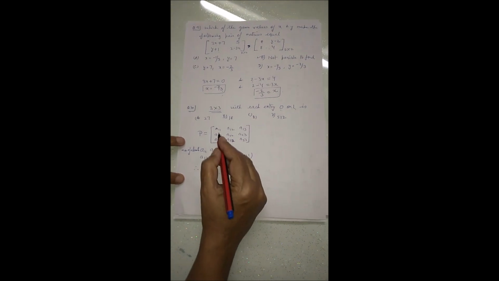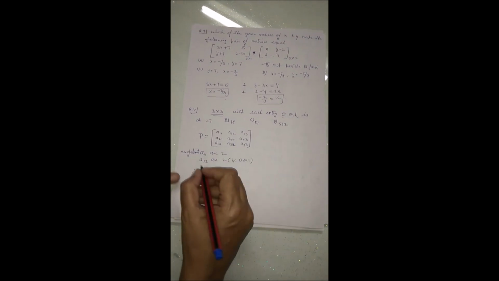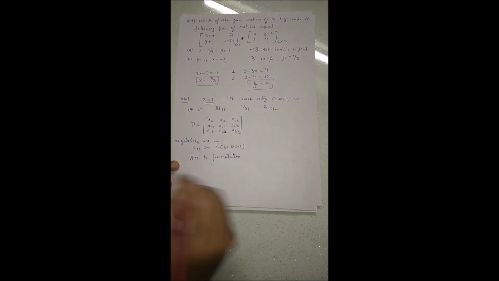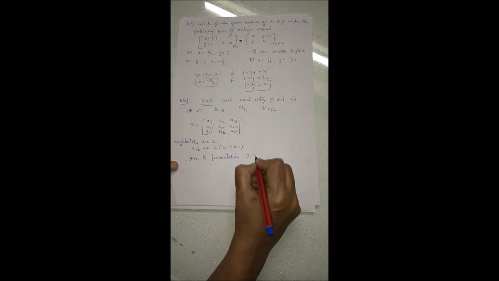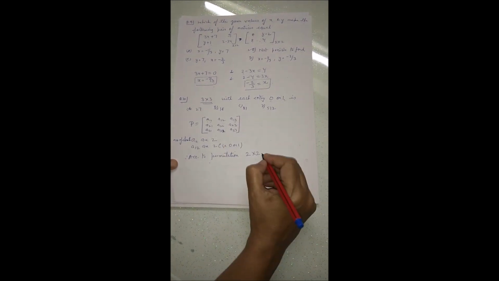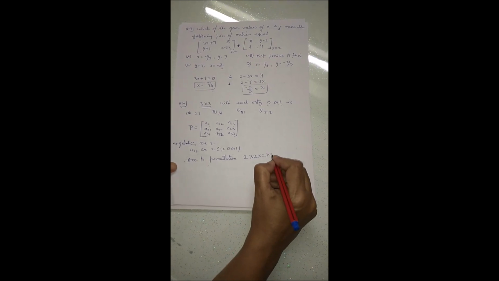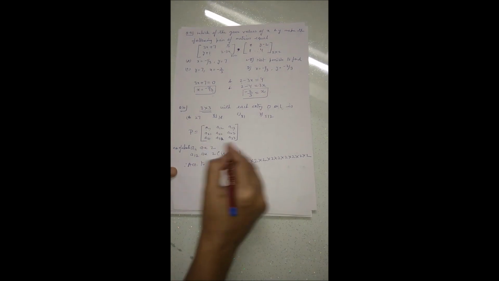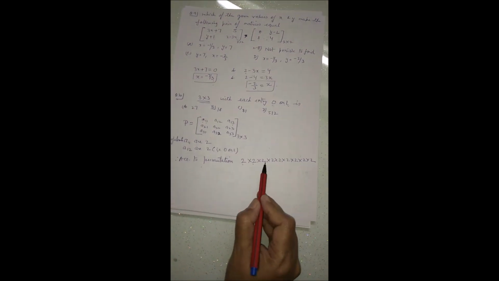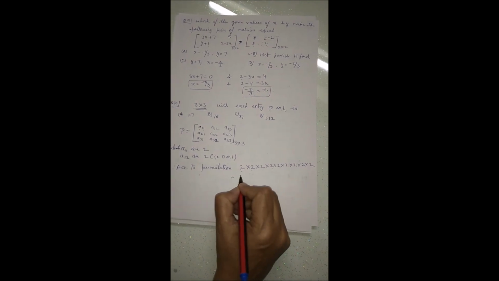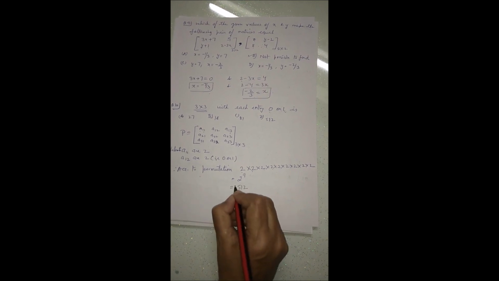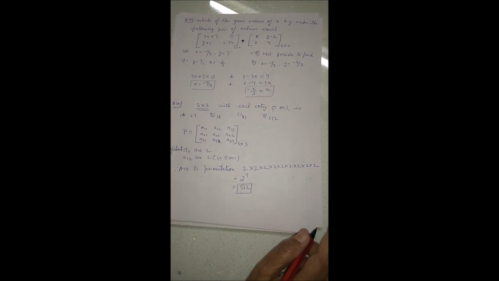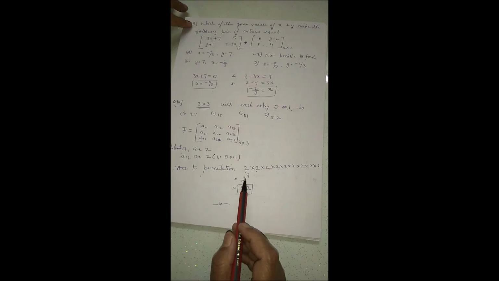So according to permutation, the possible entries for position A11 are 2, for position A12 are 2, and again for A13 it is 2. So 2 into 2 into 2 into 2 into 2 into 2 into 2 into 2 into 2, that is 9 elements. So it is 2 raised to the power 9, that means 512. 512 will be the number of all possible matrices of order 3 by 3 with each entry 0 or 1. That is all for today.